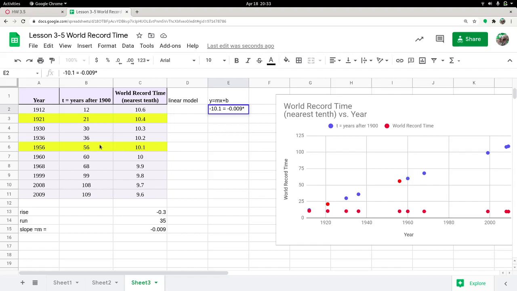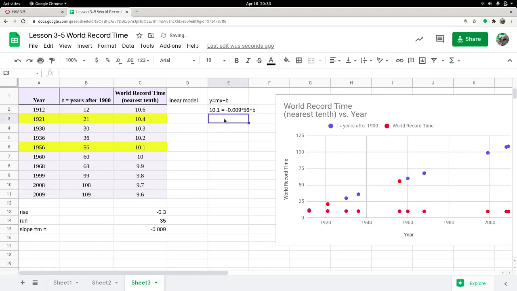The x value would be 56. So times 56 and then plus b, and I accidentally put a negative in front. All right, so y is 10.1. The slope m is negative 0.009 from here, and the x value that goes with 10.1 is 56. So notice when I plug a point and the slope into this equation, I can now solve for b.